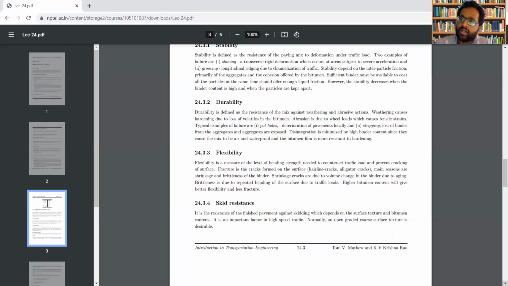You might have observed potholes, right? Especially during rainy season, there will be deterioration of the pavement and it will be leading to the development of depressions on the road surface. You call it potholes.